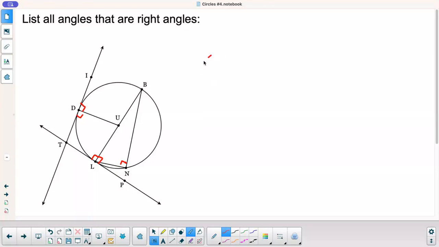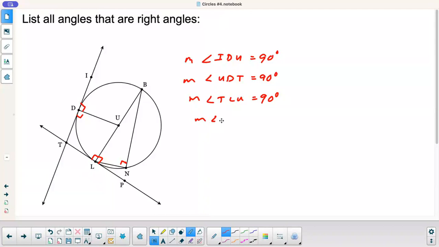So we're going to say the measure of angle IDU equals 90 degrees. We'll also say the measure of angle UDT is 90 degrees. The measure of angle TLU and also angle PLU. And then the last one would be angle LNB. Okay, so it looks like we have 5 right angles there in that picture.